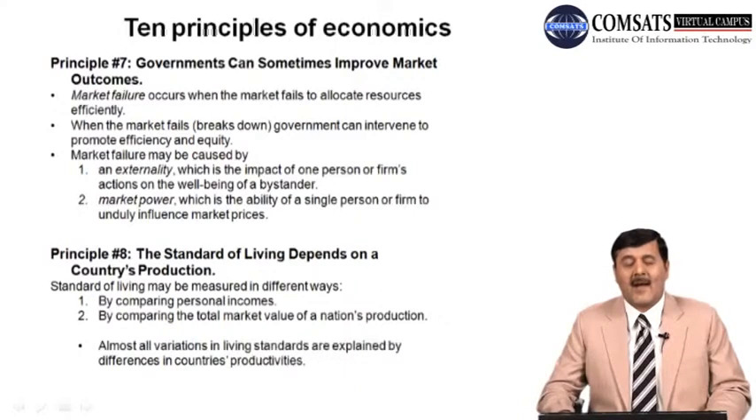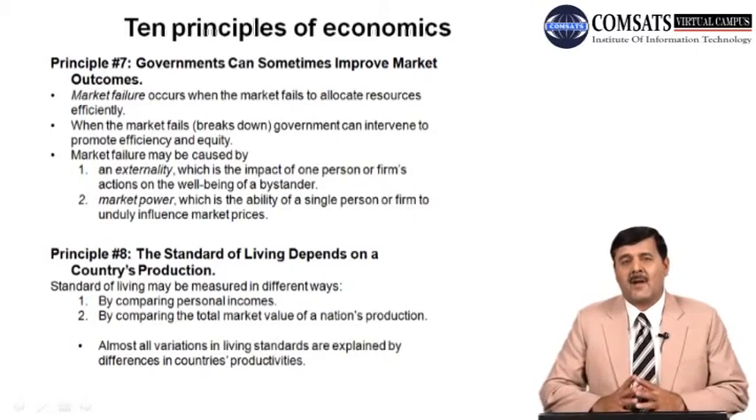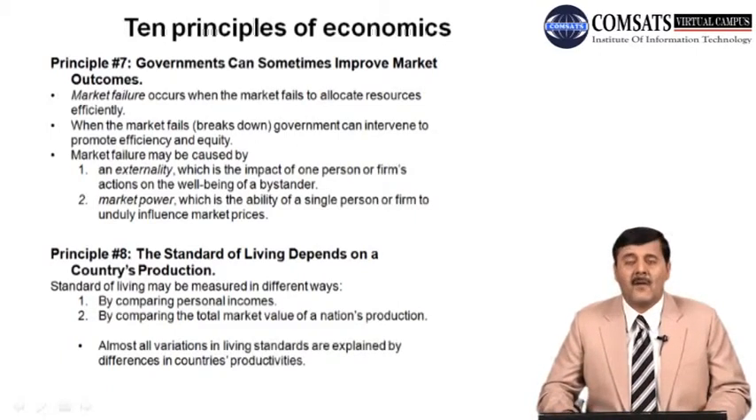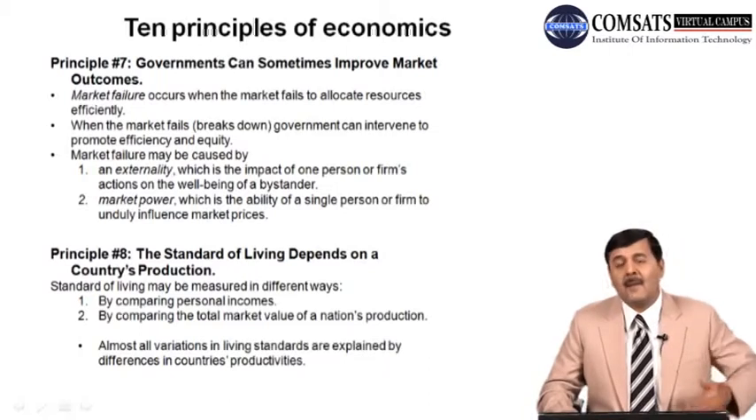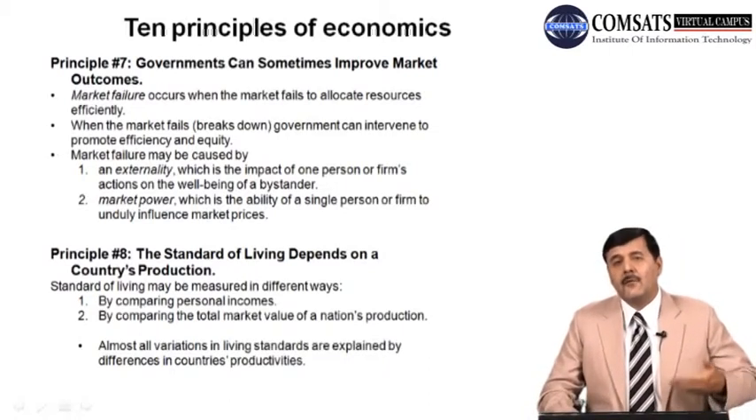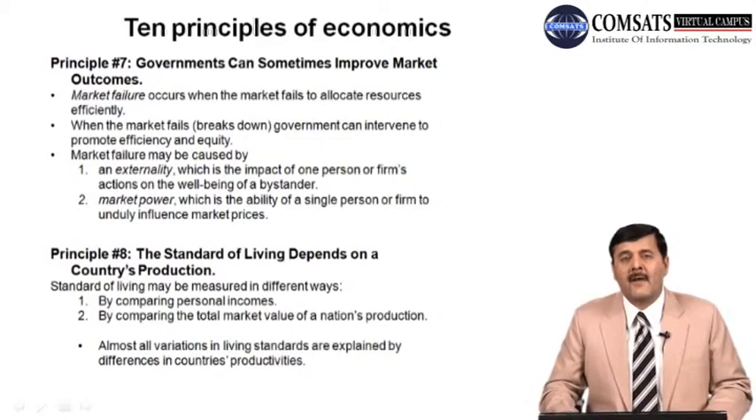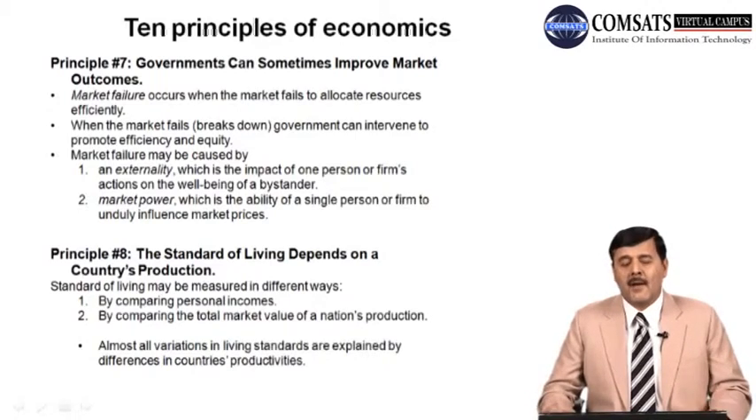Principle seven, government can sometimes improve market outcomes. So sometimes markets fail: supply increases, demand decreases, or demand increases, supply decreases, the market fails, the market is in disequilibrium. So the government actively plays its role, and tries to determine the equilibrium in the market by introducing different policies in the country, right? Like price ceiling, price flooring, we will talk about later, so government can introduce different policies to bring equilibrium in the market.